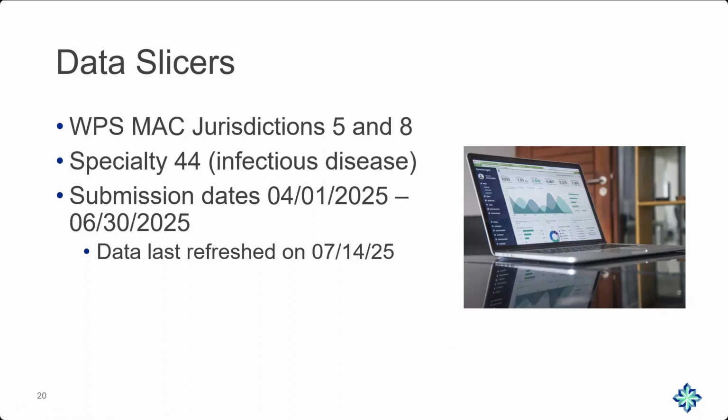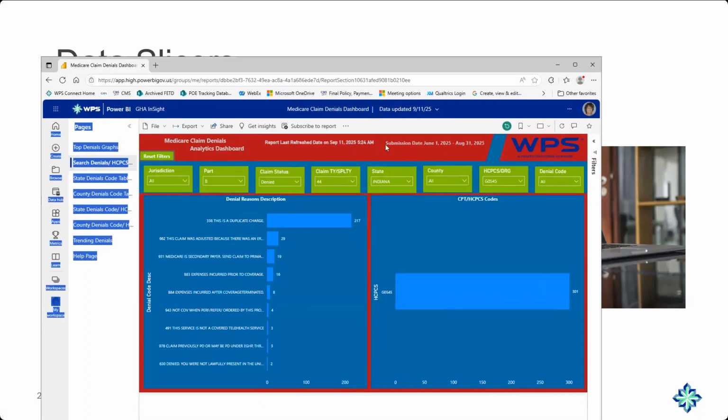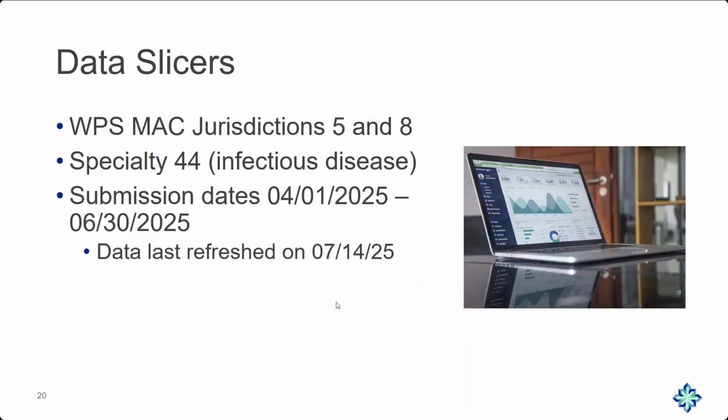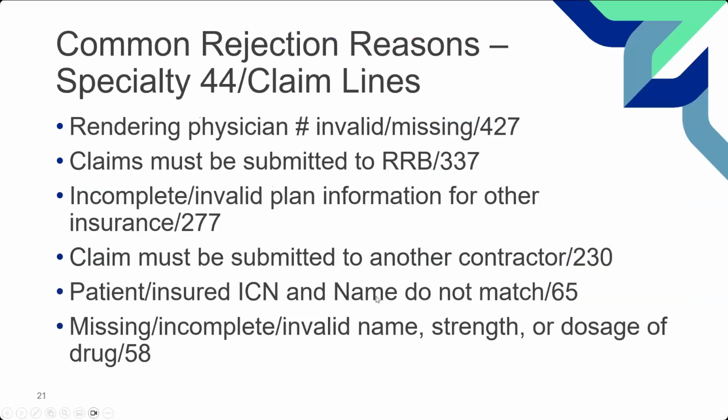I'm going to pull that data dashboard back over here and show you that currently the data showing on the dashboard is June 1 of 2025 through August 31 of 2025. The data was last refreshed on 9/11, so they just did a refresh. But the data that I'm presenting now, because I had to prepare these materials, was last refreshed on July 14th of this year. So let's take a look at the most common reasons for rejections for infectious disease Part B claims at WPS. I have included the number of claim lines rejected or denied in these slides.